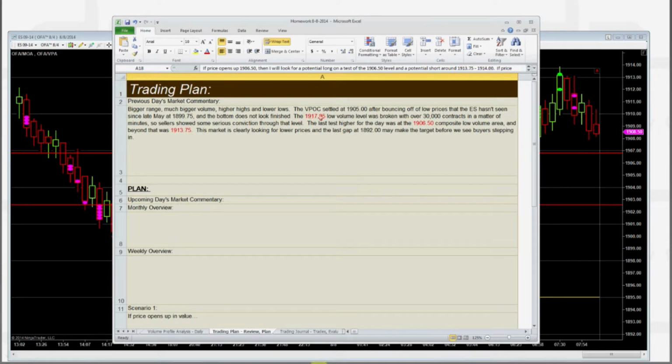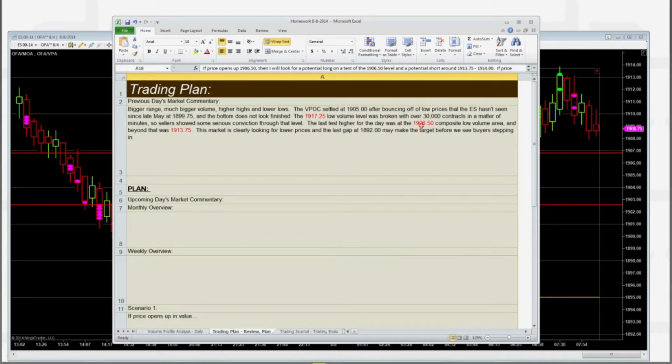plan. So the 1975-25 low volume level was broken with over 30,000 contracts. What that means is when sellers came through this level, they came through hard. There was a big push of volume just in a matter of minutes. So sellers showed some serious conviction through that level. That's important to me. That's the most current context up at 1725. Doesn't mean it'll happen again. Doesn't mean it absolutely will. But it tells me the context here is that sellers showed some conviction up there.